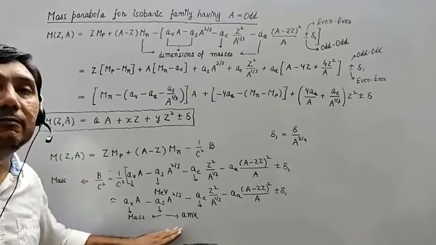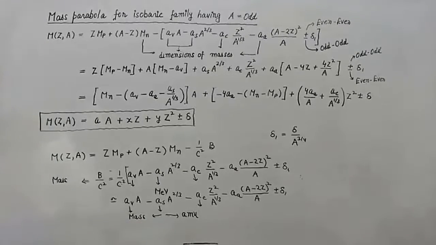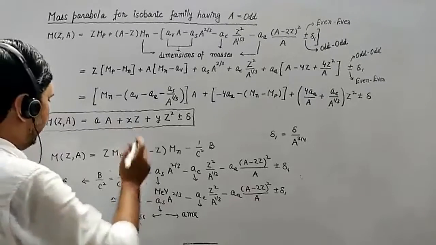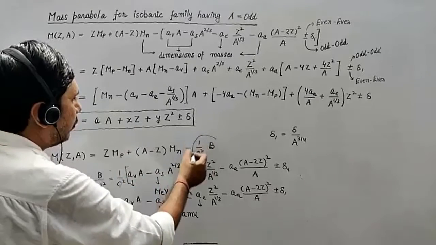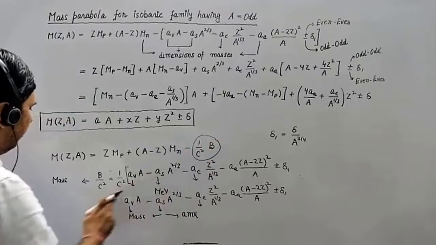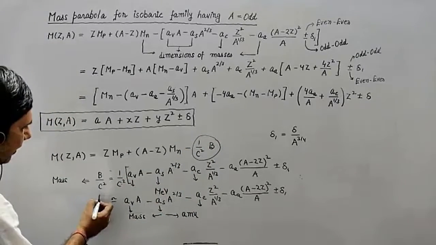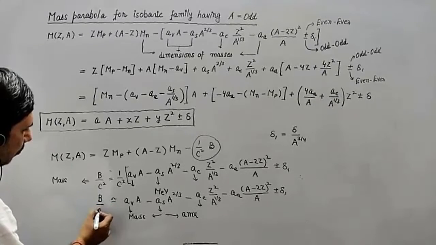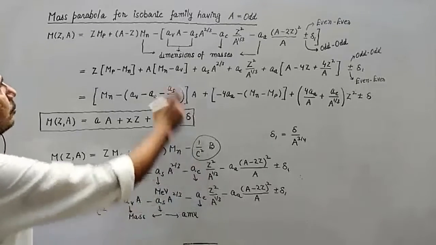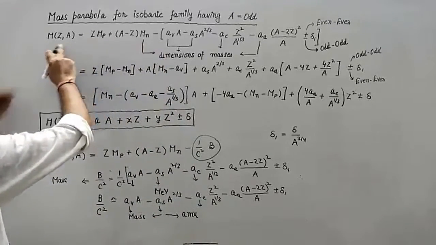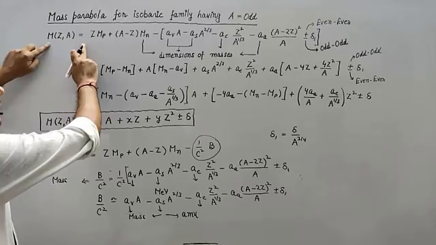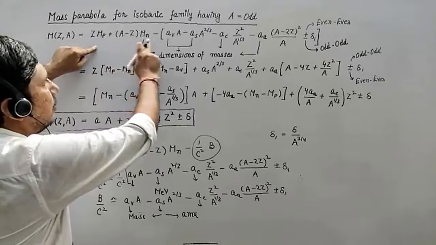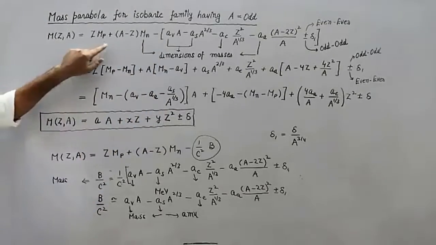It means they will be given in terms of AMU. So what I have done here, I have written in place of 1 upon C square into B, I have replaced this 1 upon C square into B by this expression. So we have found the expression for the mass of the nuclei. These are the masses of the constituent particles, proton and neutron.